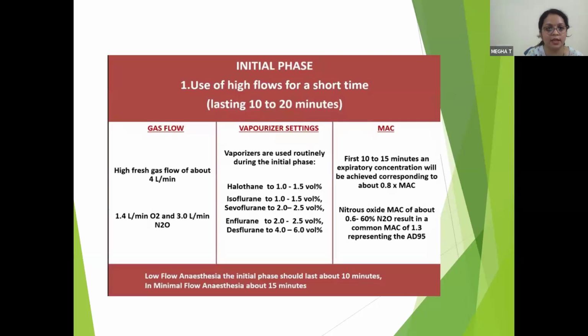So the initial phase lasting up to 10 minutes, that 20 minutes is with respect to minimal flow. A high fresh gas flow is used, 4 liters: 1.4 liters of oxygen and 3 liters of nitrous. So 1.4 here is approximately 32% oxygen. So the settings of halothane, ISO and CO are mentioned here. At the end of 10 minutes, the end concentration of volatile corresponding to 0.8 MAC would have been achieved. Since we are using 60% nitrous, a total MAC of 1.3 will be achieved.